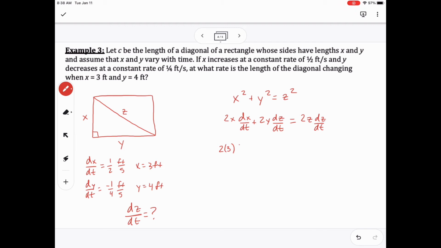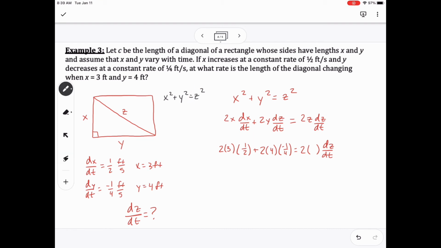Okay, and then we can start plugging in values. So that gets me 2 times 3 times 1/2 plus 2 times 4 times negative 1/4. Yes, that's supposed to be dy. And then here, now I get a little hitch in my process. I don't know z yet. I need it, but they didn't really give it to me. But they did give me enough information that I could find what z was with my original information before you take the derivative.